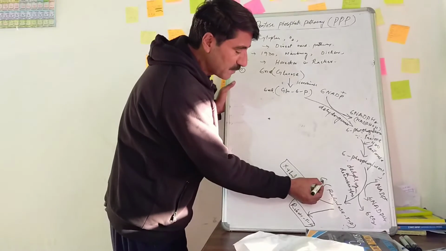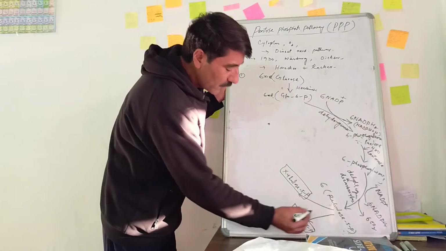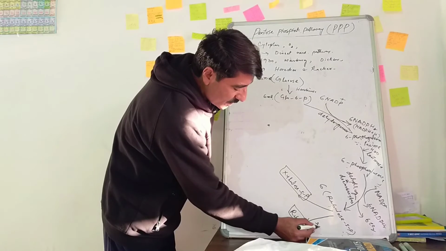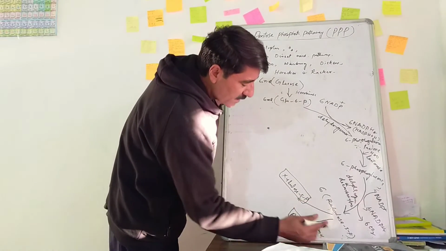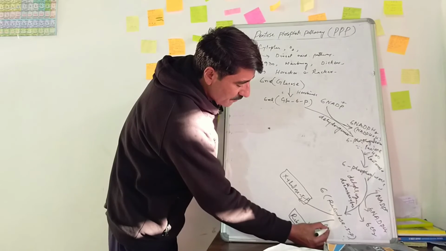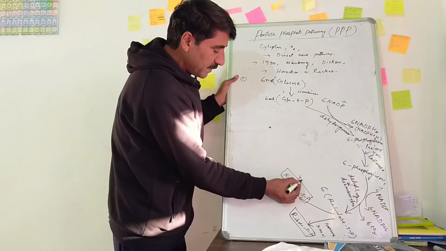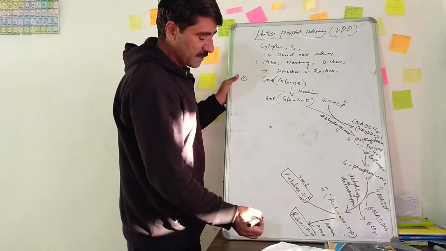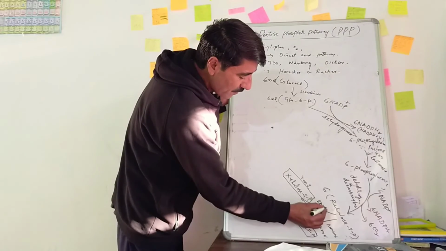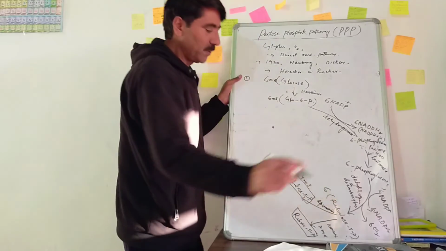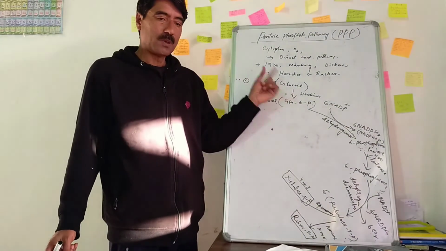We have 6 molecules of pentose phosphate. Now 2 molecules of ribose 5-phosphate are formed in the presence of the enzyme isomerase, and 4 molecules of xylulose 5-phosphate are formed in the presence of the enzyme epimerase. So let us have a little recap of this.